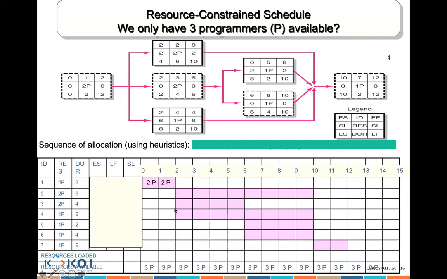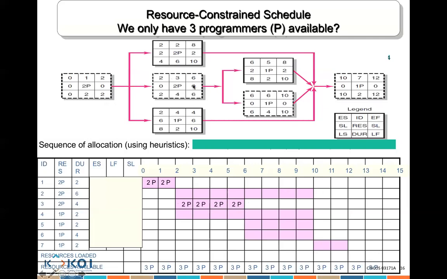So between day 2 and day 6, can you see me? I'm highlighting that. Between day 2 and day 6, can you see that? How many people do I need between day 2 and day 6? I need 2 people per day. Does that make sense? Yes, sir.